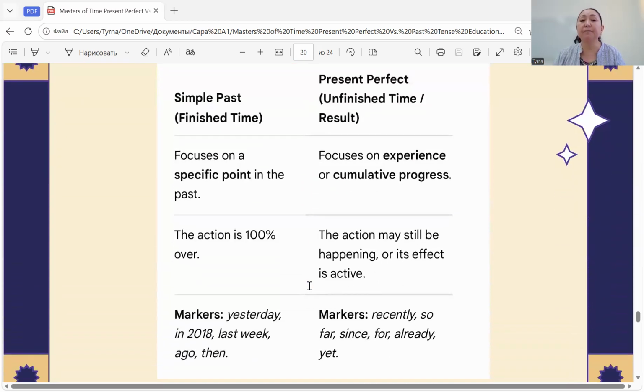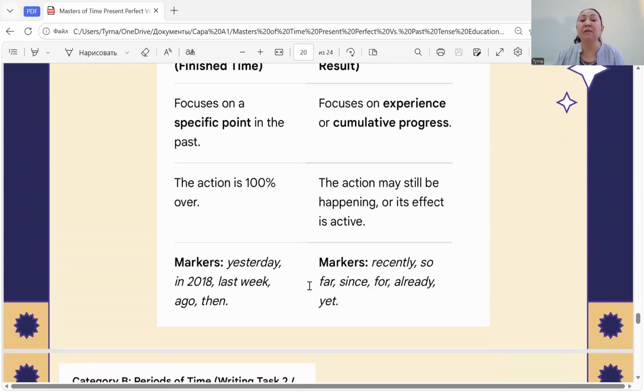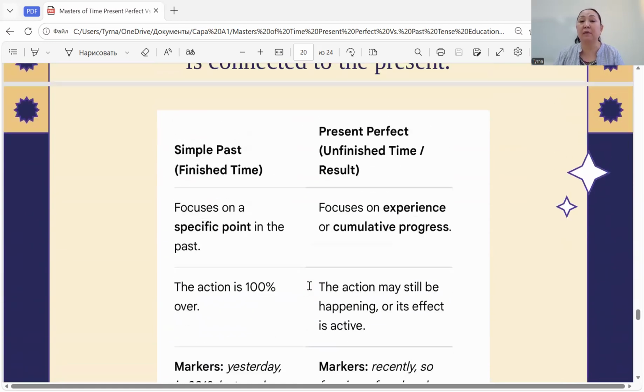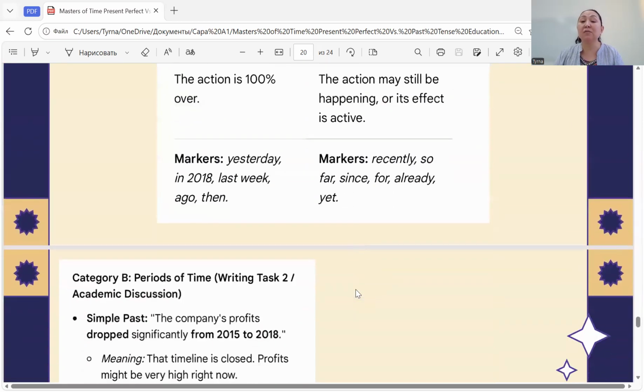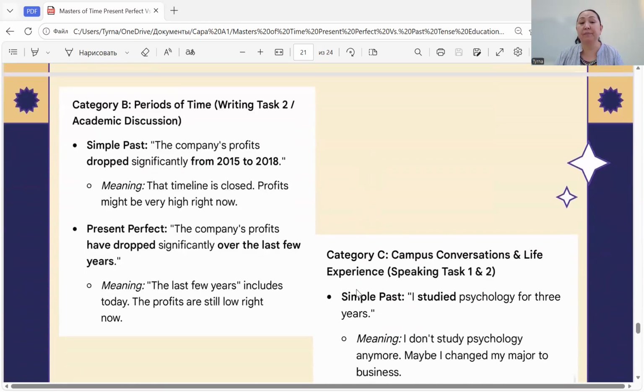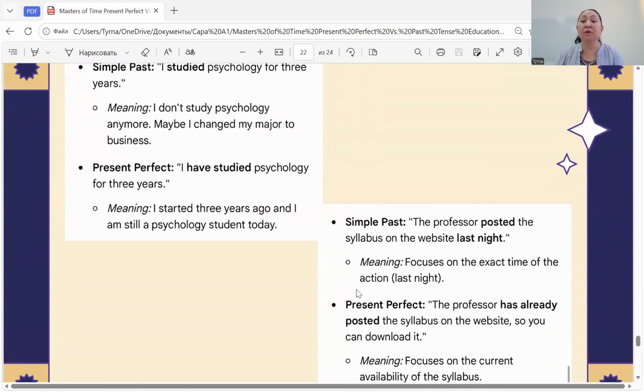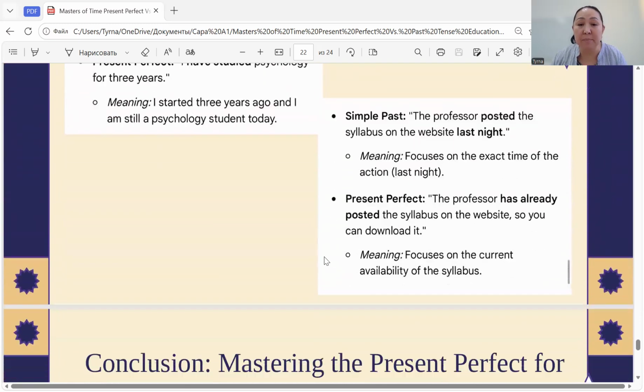Simple past, finished time, focuses on a specific point in the past. The action is over, 100% over, and the markers are yesterday, in 2018, last week, ago, then. Present perfect, unfinished time, focuses on experience or cumulative progress. The action may still be happening or its effect is active. The markers are recently, so far, since, for, already, yet. Here are some more examples.